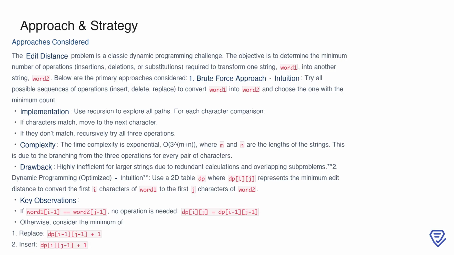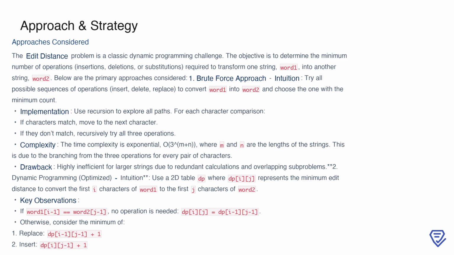To address these drawbacks, we turn to an optimized approach using dynamic programming. Here, we construct a 2D table, where each cell represents the minimum edit distance for converting a prefix of one string to a prefix of another. If the characters being compared are the same, no operation is needed, and we simply inherit the value from the diagonal cell. If they differ, we compute the minimum cost by considering replace, insert, or delete operations, and adding 1 to the corresponding value.